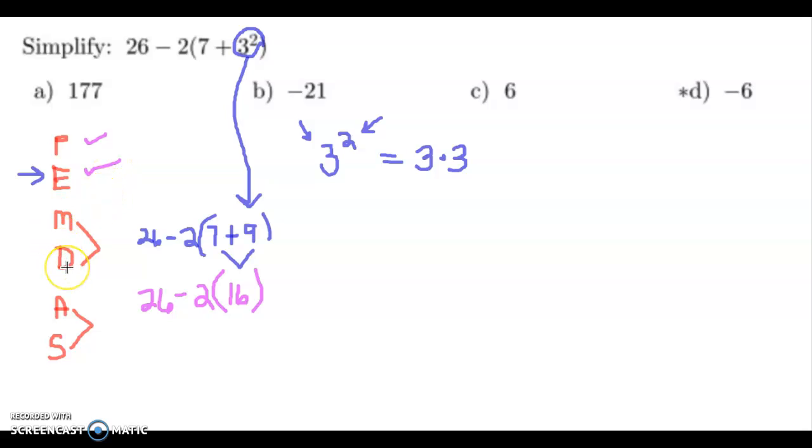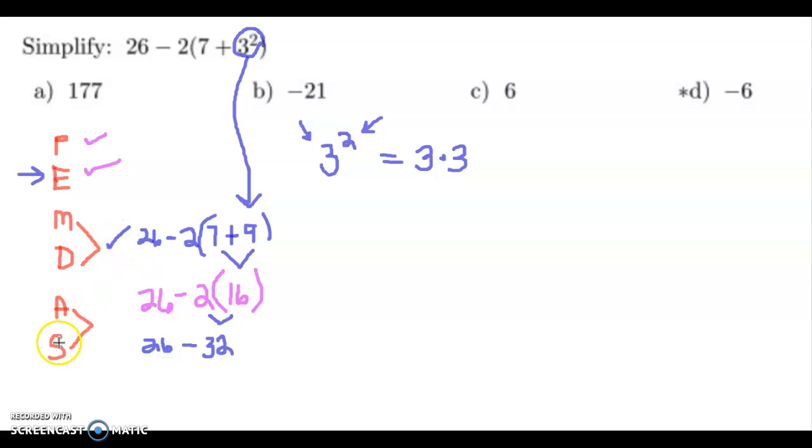Now I'm going to do multiplication or division, moving left to right. As I move left to right, notice I have a subtraction going on, but then I have something going on here between the -2 and the 16. Because there is nothing between these two numbers but parentheses, that means multiplication. So I have a -2 times a positive 16. A negative times a positive is a negative. 2 times 16 is 32. And then I just bring down my 26. So I am done with multiplication and division.